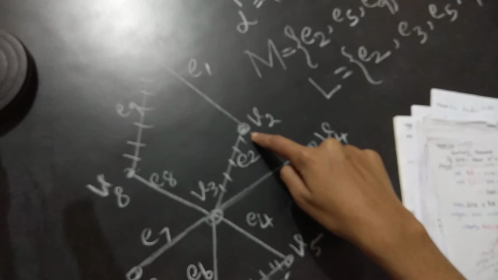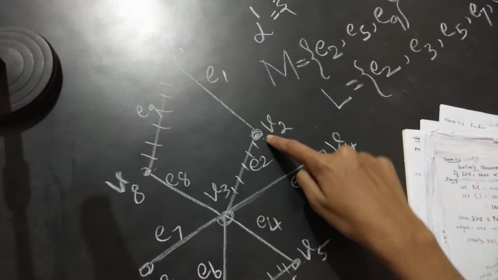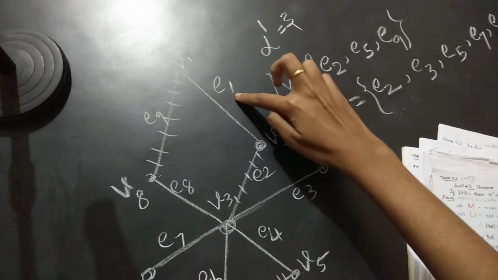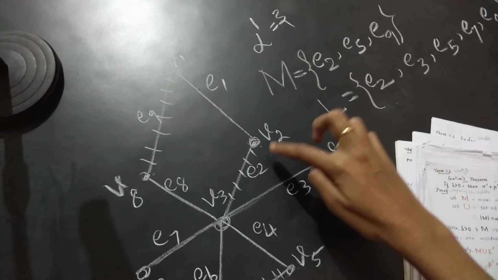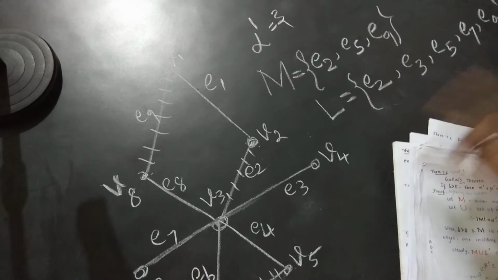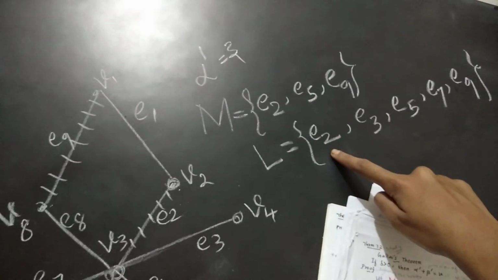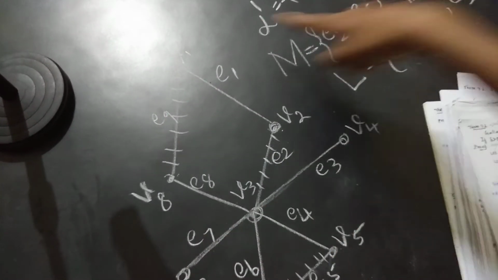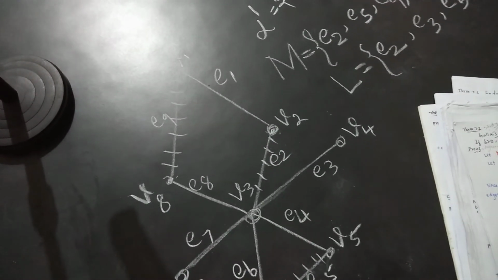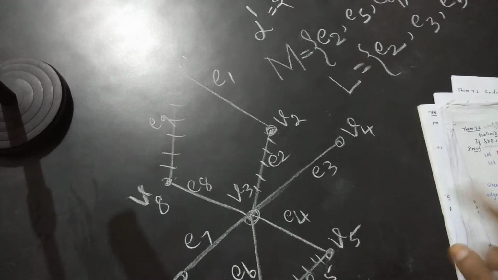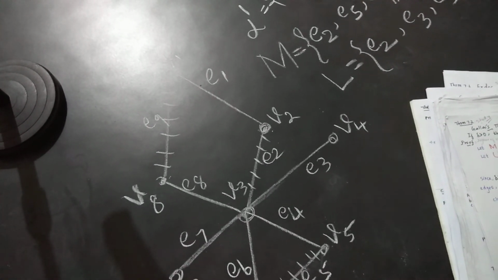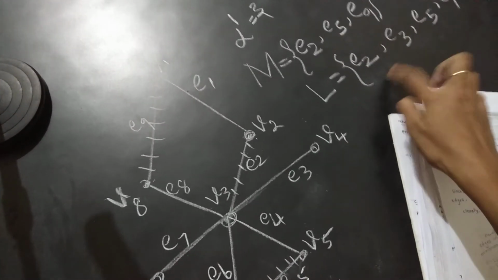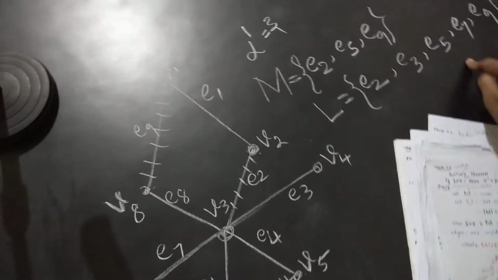Now, look at this vertex V2. You have two edges incident on this vertex V2, that is E1 and E2. Let us check if there is E1 or E2 in this set. E2 is there, right? So V2 also satisfied the condition. Similarly, you have to check for all the vertices. All the vertices should satisfy this condition. Then only you can say that this L is an edge covering of this graph G.